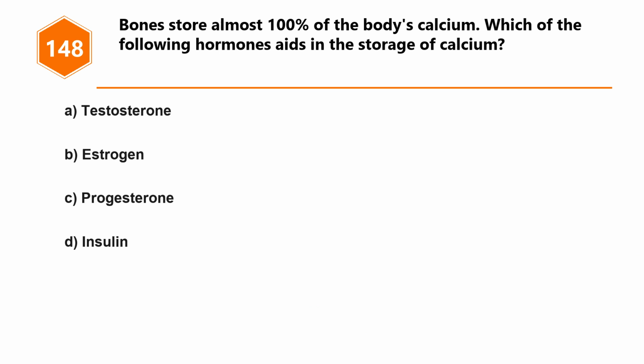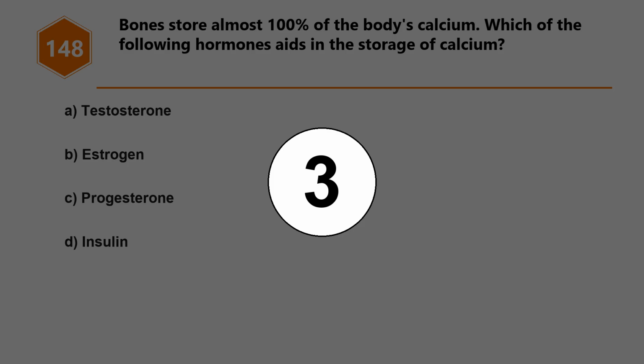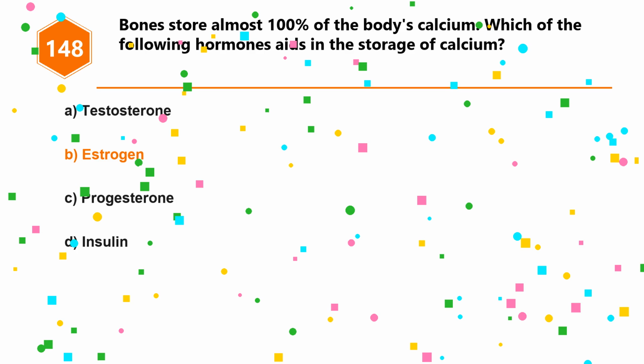Question 148. Bones store almost 100% of the body's calcium. Which of the following hormones aids in the storage of calcium? Option A, testosterone. Option B, estrogen. Option C, progesterone. Option D, insulin. The correct answer is option B, estrogen.